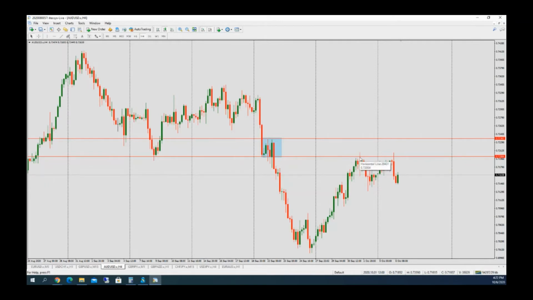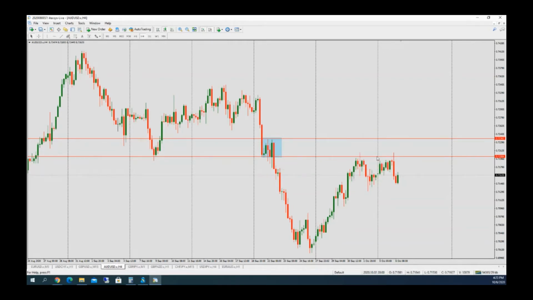So the first time is the safest time. Then the second time, we don't know if there are any more unfilled orders, but for sure there are fewer than there were before. Of course, we can sometimes see the price touch the same level 5, 6, 7 times, and still we will see a reaction. But from time to time, it becomes more and more risky. So the first time is the safest way to trade supply and demand.